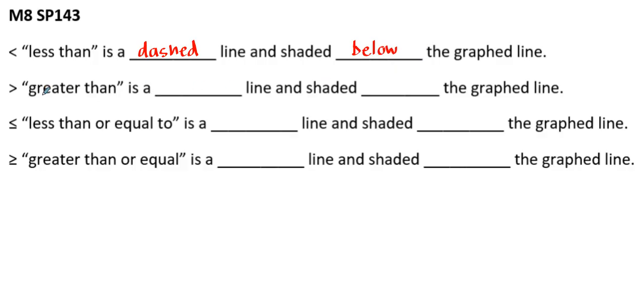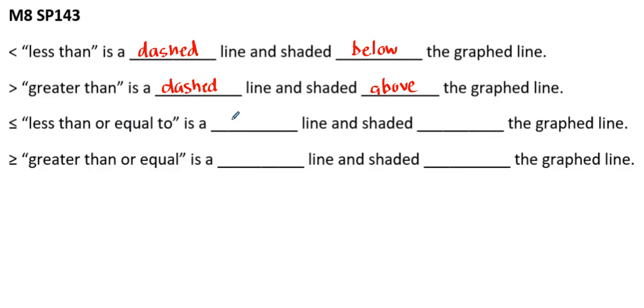So a less than is dashed and it will be shaded below because all the values have to be below the line. The greater than is also going to be a dashed line, or specifically if you don't see a solid line, it will not be a solid line. In other words, it'll be dashed. And instead of being below, it'll be above. And I'll restate these once we actually get to some inequalities.